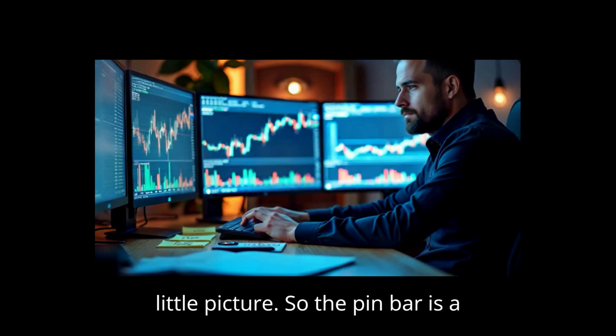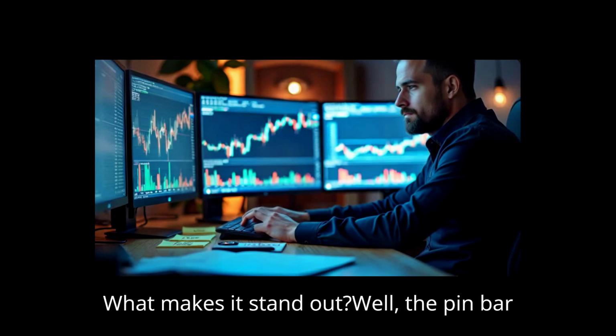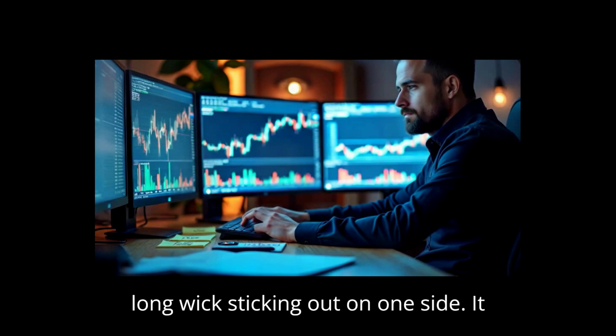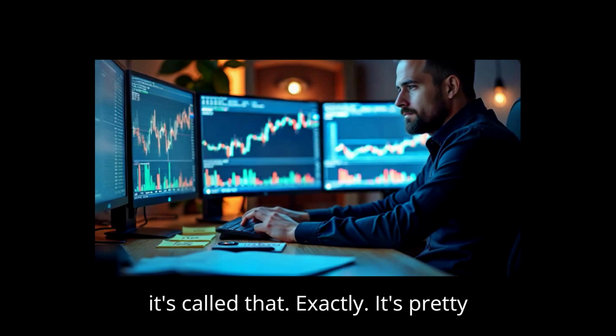So the pin bar is a specific type of candlestick pattern. What makes it stand out? Well, the pin bar has a small body with a long wick sticking out on one side. It literally looks like a pin. That's why it's called that. Exactly. It's pretty easy to spot.